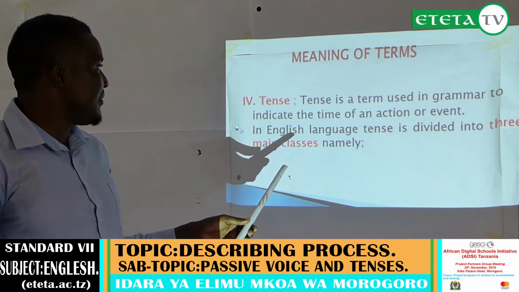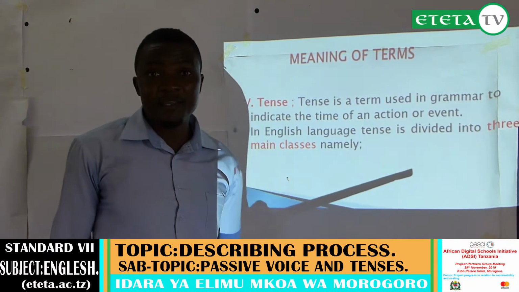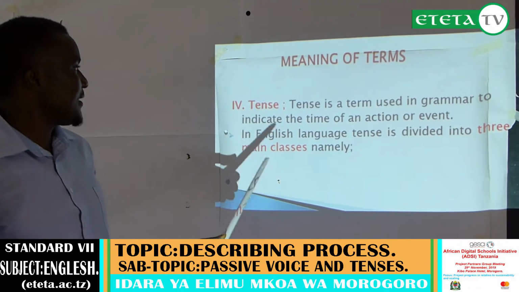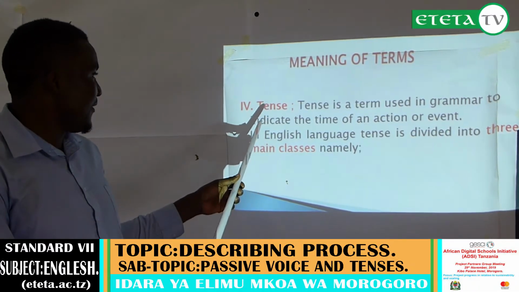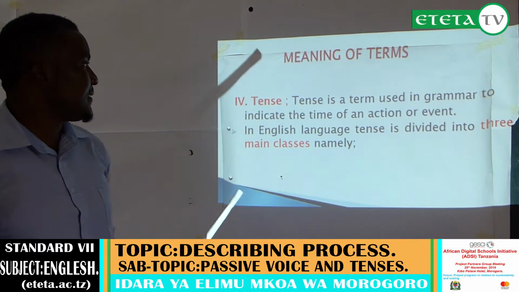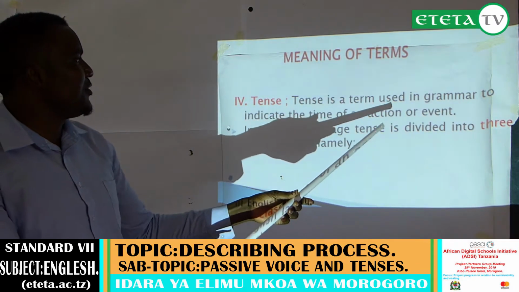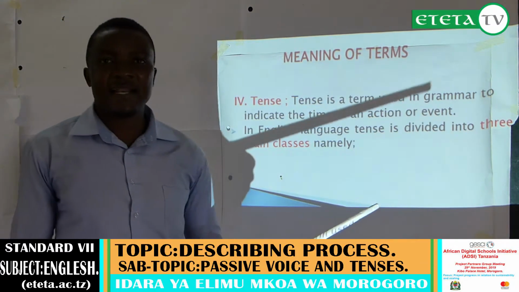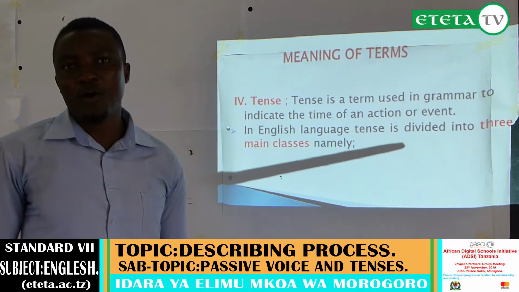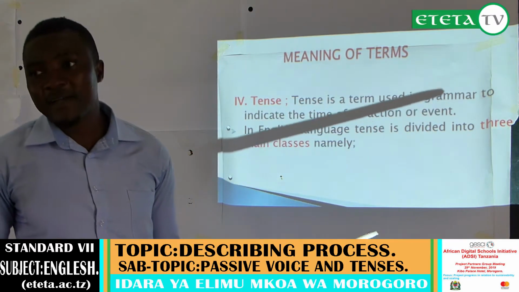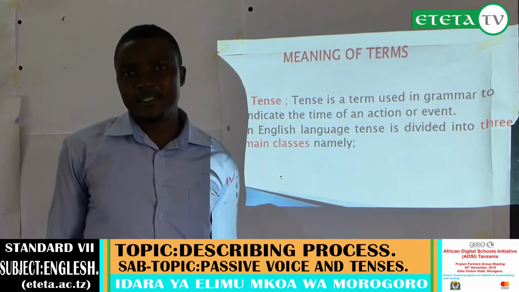Then after we have seen the meaning of active and passive voice, now let us see the meaning of tense. In plural form it is tenses, and singular form is tense. Tense is a term used in grammar to indicate the time of an action or event. So we use tenses to explain the time of an action or event in the language.